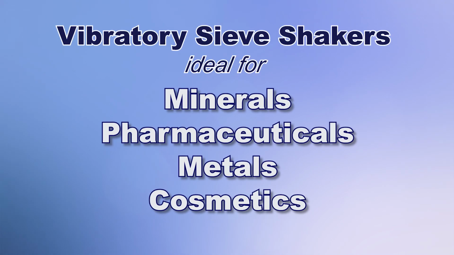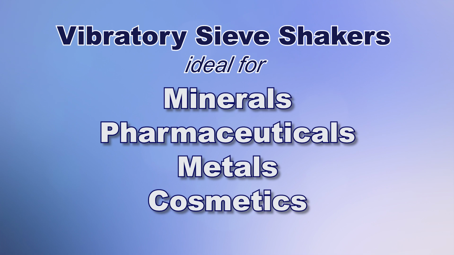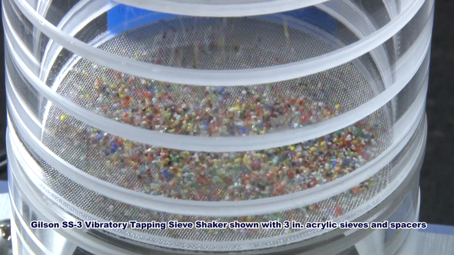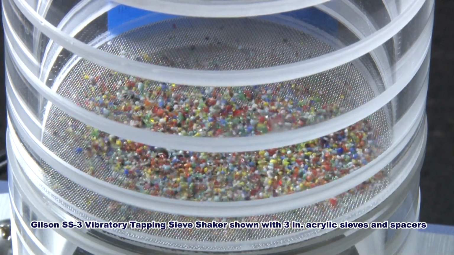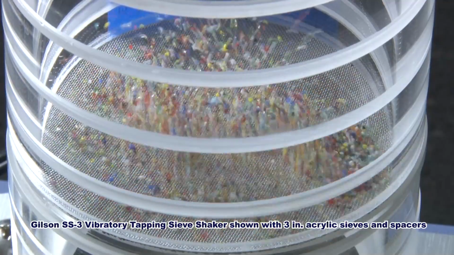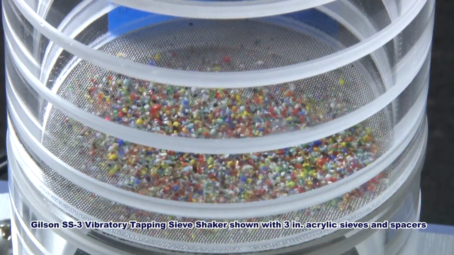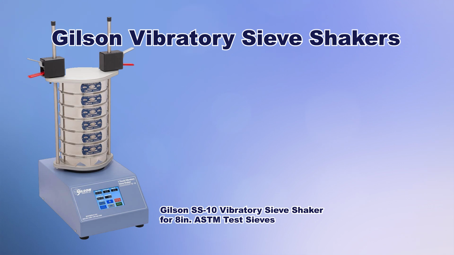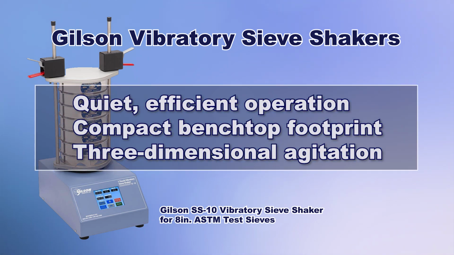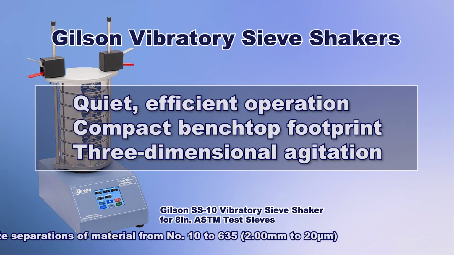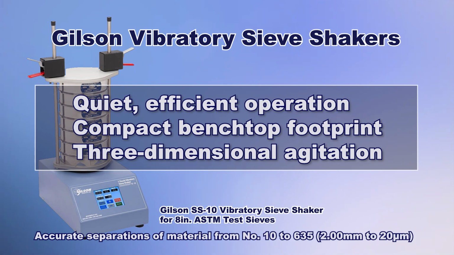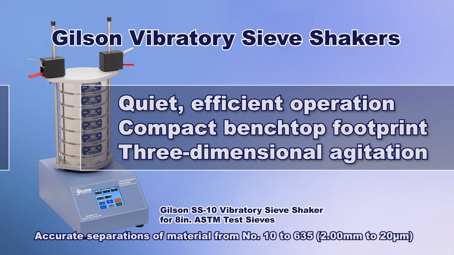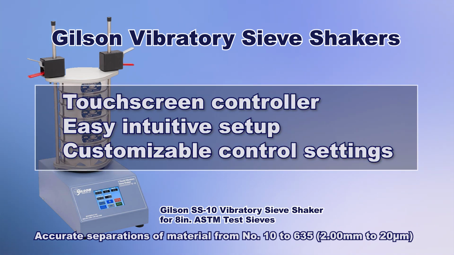Vibratory sieve shakers are ideal for powders and many granular materials, including minerals, pharmaceuticals, metals, and cosmetics, by using electromagnetic energy to evenly distribute test samples and encourage fines to pass through the mesh. For example, the Gilson SS10 one-touch vibratory shaker, which combines the latest in electronic control with proven separation technology to ensure the maximum number of passing opportunities without the loud noise of mechanically operated shakers.